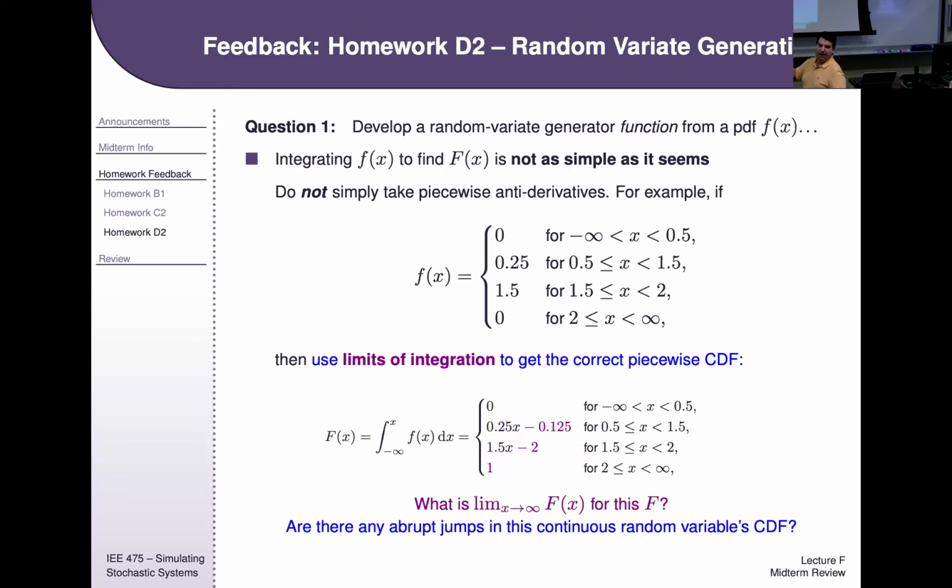So that's another tip. That doesn't hold in general for probability distributions that have a combination of discrete and continuous parts. But in this class, if you're doing integrals, it's all continuous. There's no discrete. And so in that case, there will be no abrupt jumps in the CDF when you're doing one of these problems.